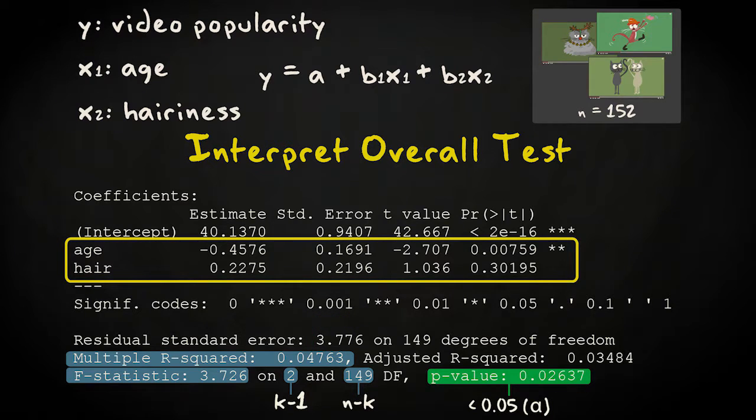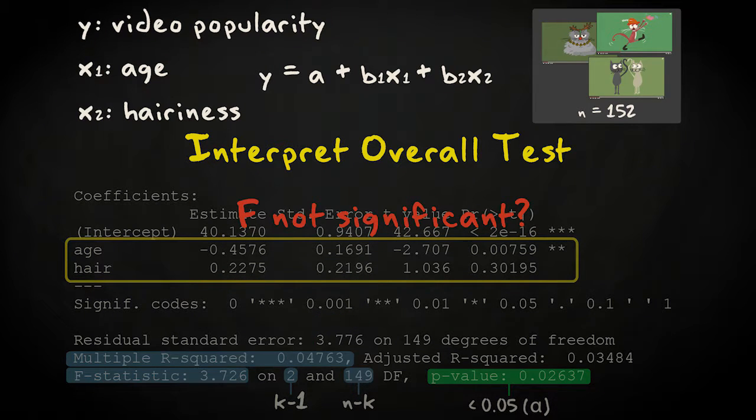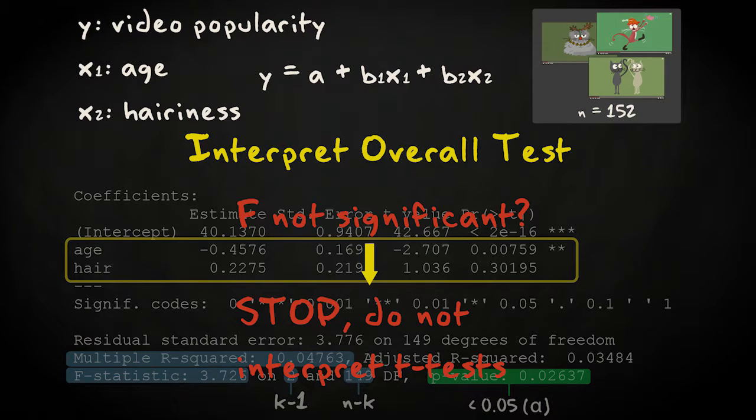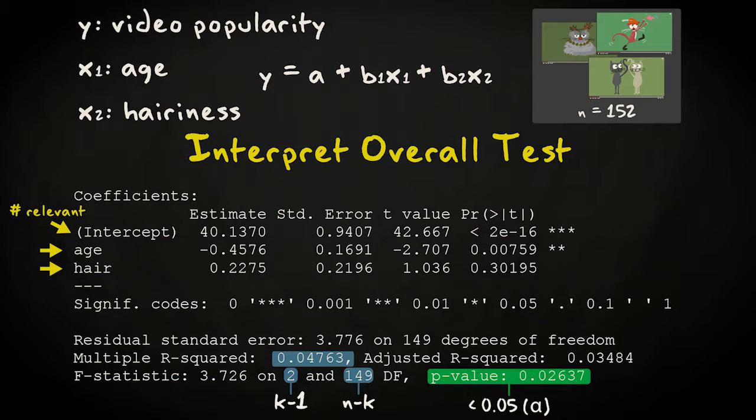If the F-test had not been significant, if the model did not explain a significant part of the variation, then it wouldn't make sense to interpret the individual tests. But here, the overall test was significant. So let's see which of the predictors contribute. As we expected from the correlations, only age contributes significantly. Age is negatively related to popularity, controlling for hairiness. Hairiness is not significantly related to popularity, while controlling for age.